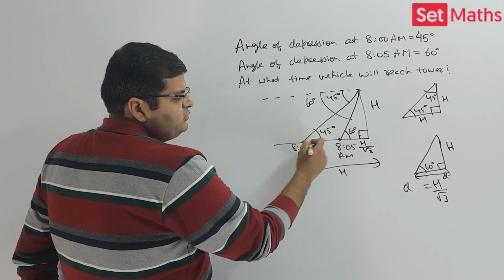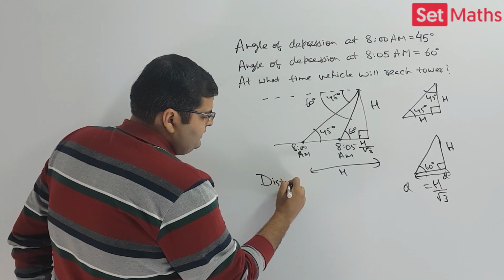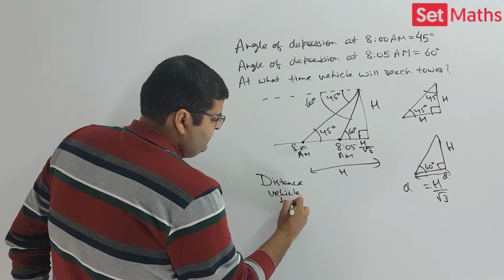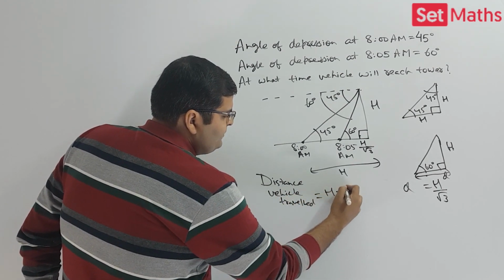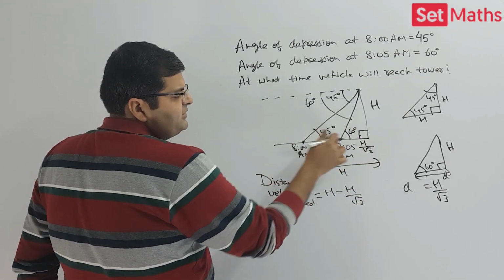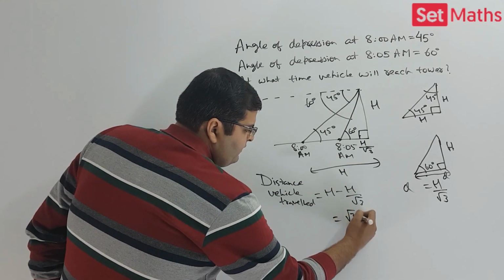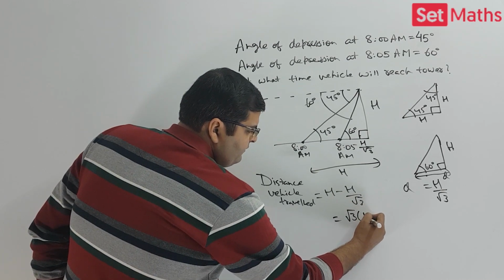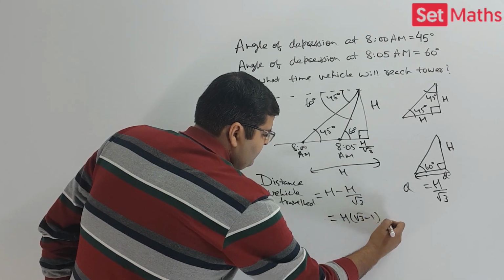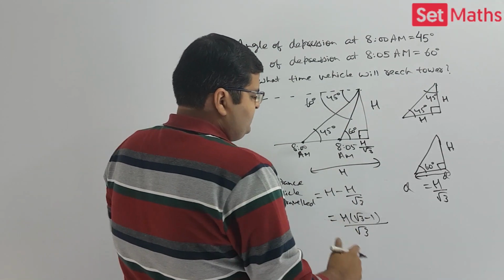This whole thing is h. So this much part is the distance the vehicle traveled. The distance the vehicle traveled has to be h minus h upon root 3, because this is h and this is h by root 3. The car traveled from this point to this point, so it traveled h minus h by root 3, that is root 3 h minus h over root 3, which is h times root 3 minus 1 upon root 3. This is the distance traveled in 5 minutes.